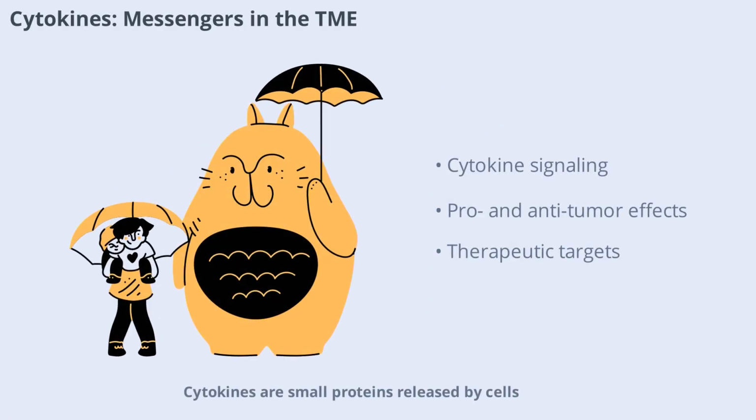Cytokines are small proteins released by cells that act as messengers in the immune system. In the tumor microenvironment, cytokines can have both pro- and anti-tumor effects. Some cytokines stimulate immune responses while others suppress them or promote tumor growth. The balance of cytokines in the TME is a key factor in determining the outcome of the immune response to cancer.